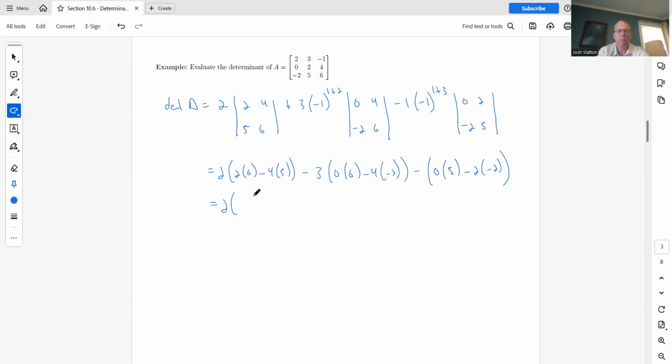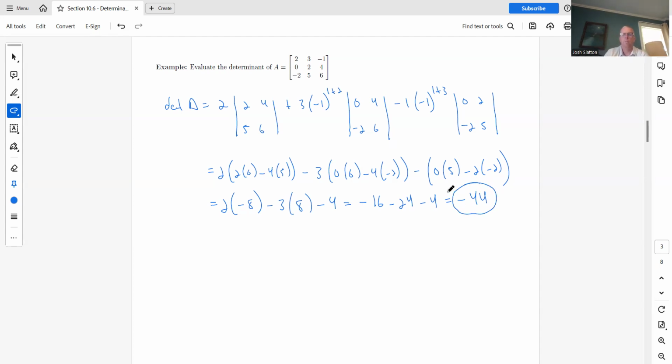So we have 12 minus 20, that'd be -8. Minus 3, 0 plus 8, so that'd be an 8. And then minus 4. So that gives us -16 minus 24 minus 4. So that gives us a -44 for that determinant.